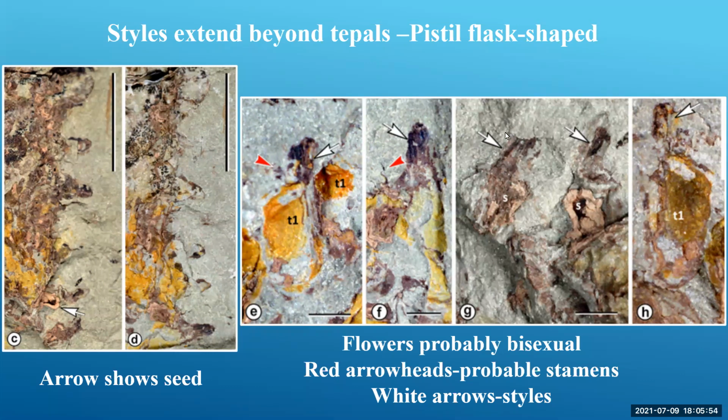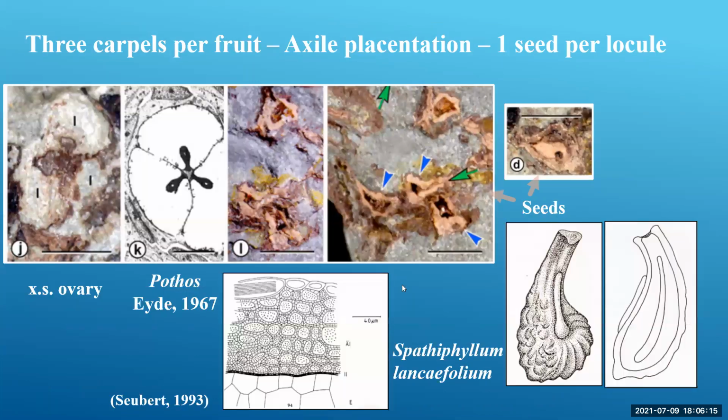In G is a pretty good side view of that pistil, these flask-shaped pistils, and these also have the seeds in place. You can see the seed in place here. In H, you also see the style sticking up through the hooded tepal. There's 3 carpels in this fruit, and they have axial placentation and 1 seed per locule.